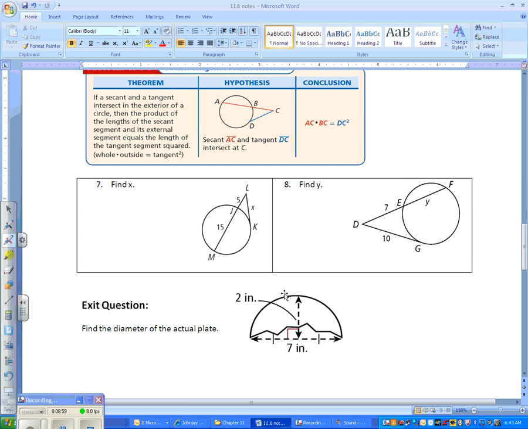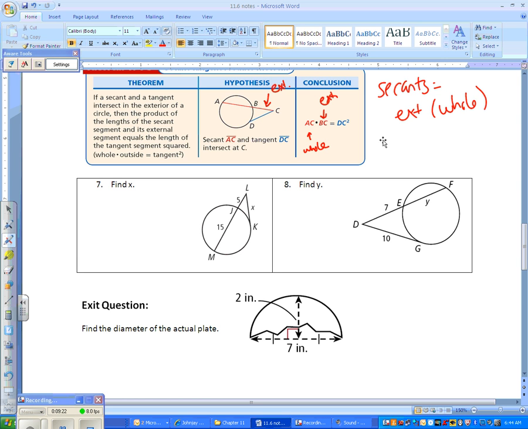So this one says, if we have a secant, if you notice AC, that's a secant, what you're going to do is the same thing we did last time. Every time you see a secant, it's the same thing. You're going to take the external part, and you're going to multiply it by the whole thing. Okay, so nothing has changed. For secants, it's always external times the whole.